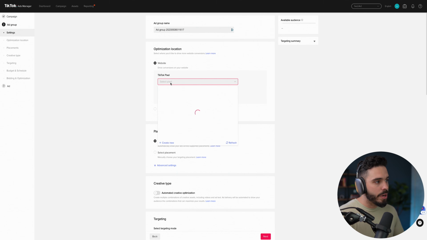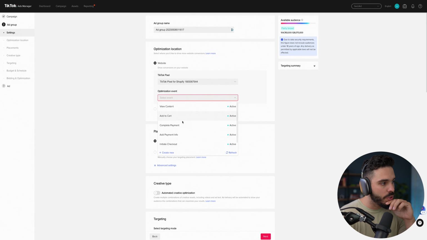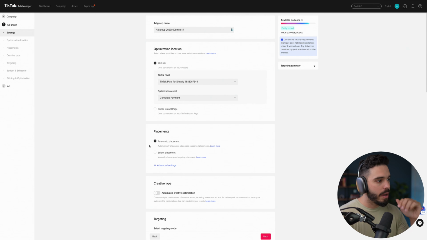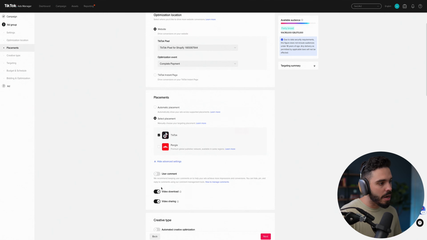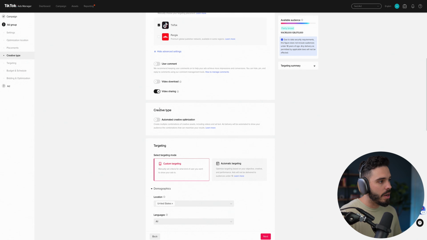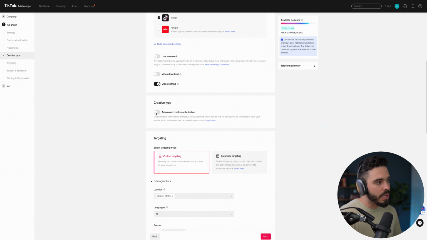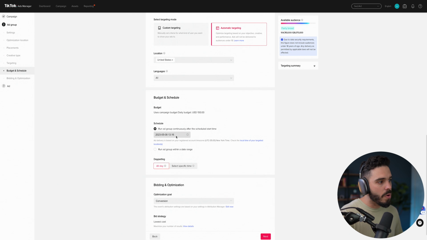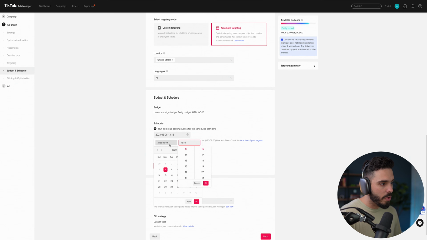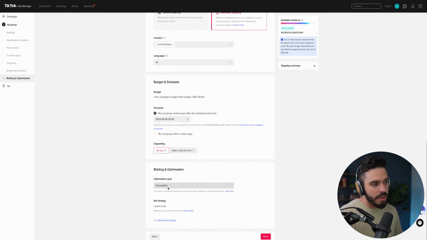Then I want to come here and choose the pixel and you want to choose complete payment. You want to select the placement here and remove Pangle and remove the user comment, remove video download, and you can leave video sharing. We'll leave the automated creative optimization and we'll do automatic targeting. We'll go ahead and schedule this for 6 a.m. the next morning. So let's do the 9th here at 6 a.m. Okay, perfect.